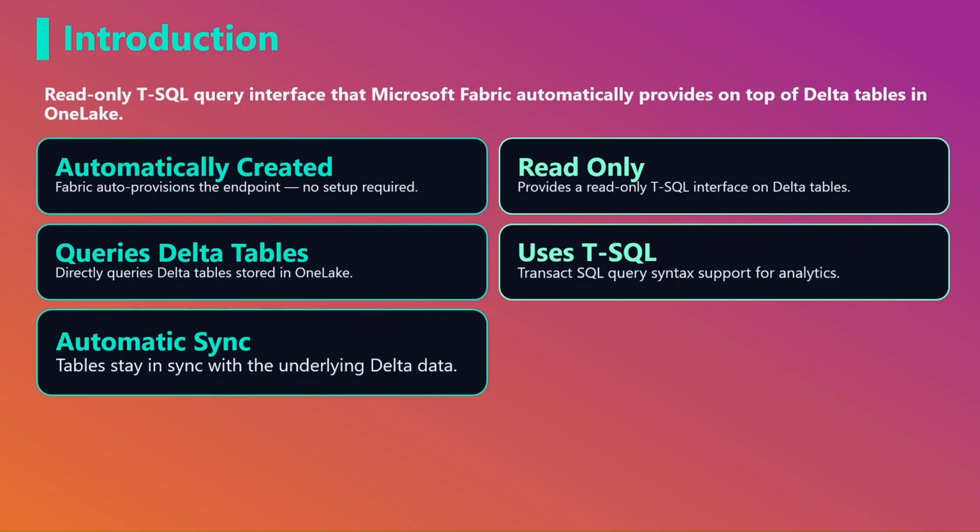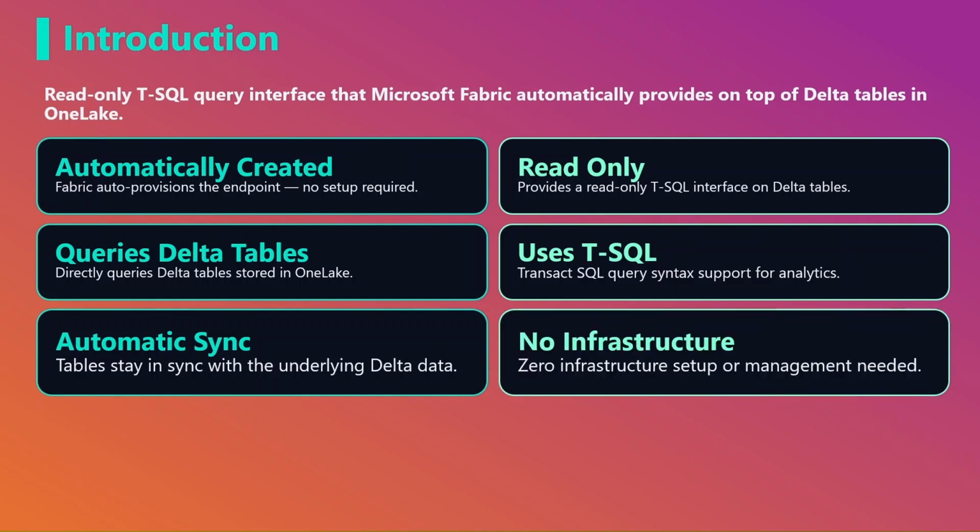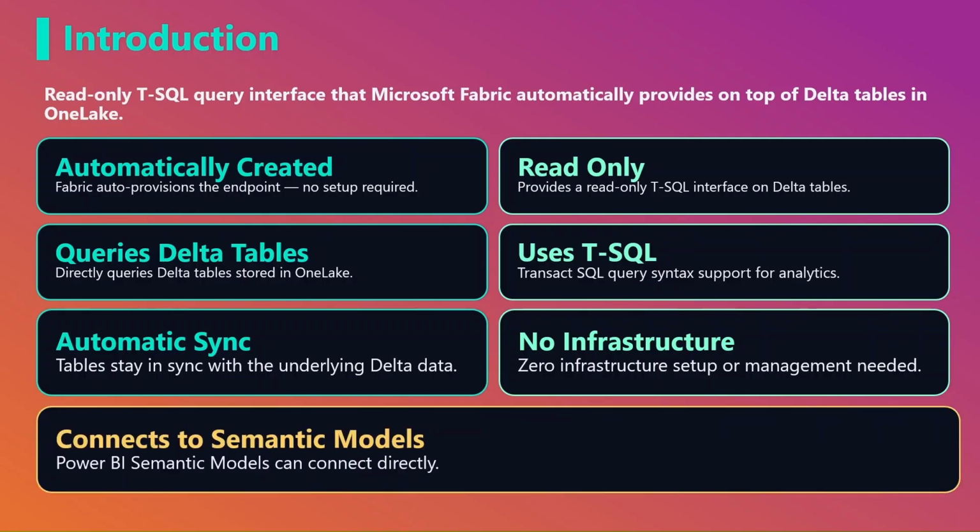Automatic sync: tables stay in sync with the underlying delta data. You don't have to do anything for that. But remember, there is a slight delay. No infrastructure: zero infrastructure setup or management needed. And one of the best things about that, you can connect to semantic models. And on the top of semantic models, you can create any kind of Power BI report.